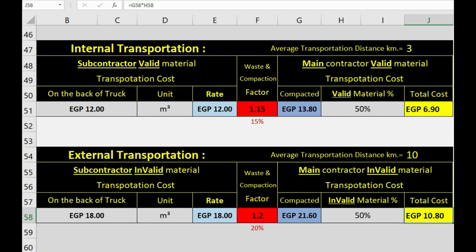We notice here that the waste and the convection percentage in the external transport is 20%, while in the internal one it is 15%. This is because the truck loading capacity externally is a little bit less than the internal, to avoid as much as possible any material spreading to the highway during driving, which can create violations or troubles with the traffic authority.